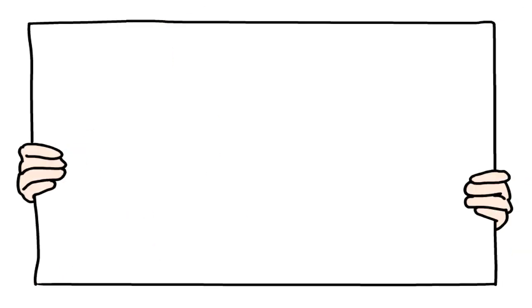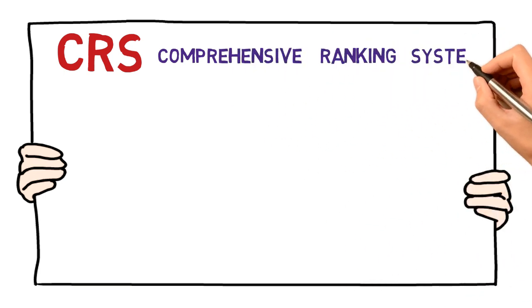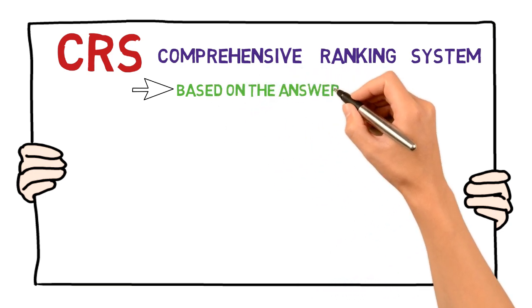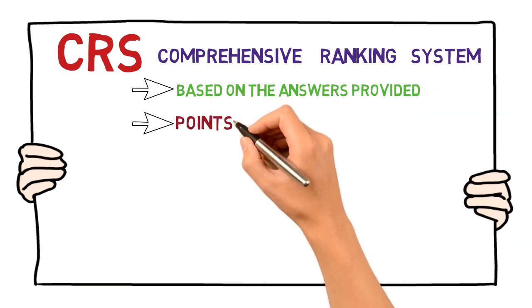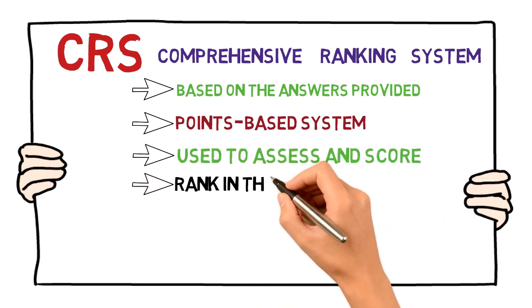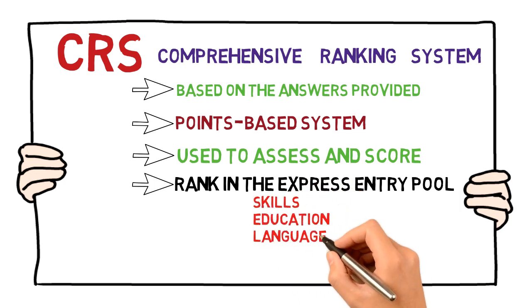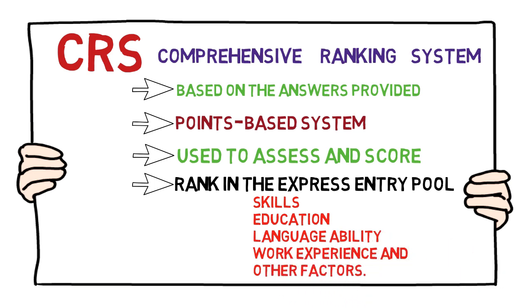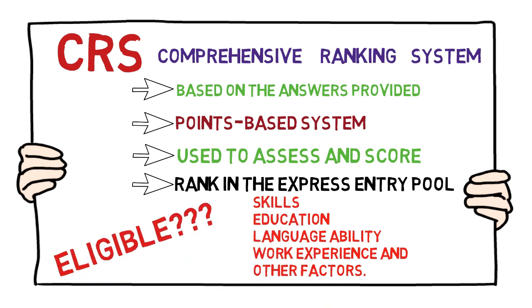Okay, so let's begin. CRS stands for Comprehensive Ranking System. This tool will help you to calculate your CRS score based on the answers you provide. The CRS is a point-based system that is used to assess and score your profile and rank it in the Express Entry pool. It's used to assess skills, education, language ability, work experience, and other factors. This CRS tool will help you to clarify whether you are eligible to apply for the PR in Canada.